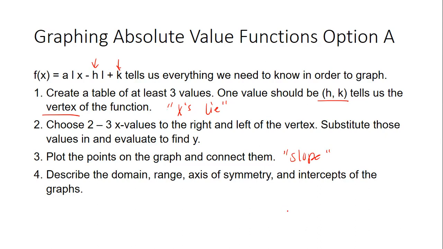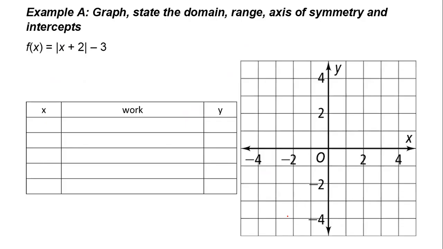And then we're going to describe domain, range, axis of symmetry, and intercepts. Those are the things that you should be able to describe from the graph. Got it? All right, so we're going to do our first one together. Here we go. So we have, for example, A, f of x equals the absolute value of x plus 2 minus 3. First thing we've got to identify is our h and our k.